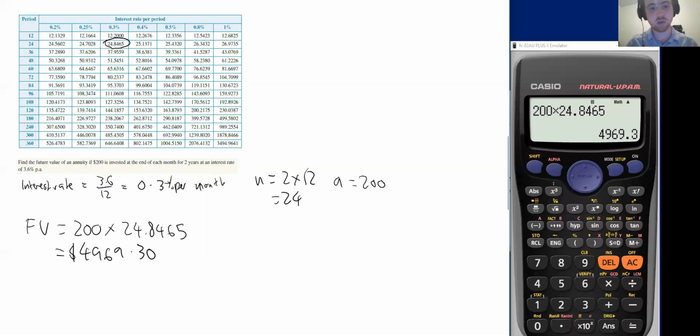So again, make sure you're reading the question, make sure you're noticing whether the interest rate is given per annum and whether you need to convert it into a monthly interest rate. And make sure you're converting your number of periods from years to months if necessary before you continue with the question.